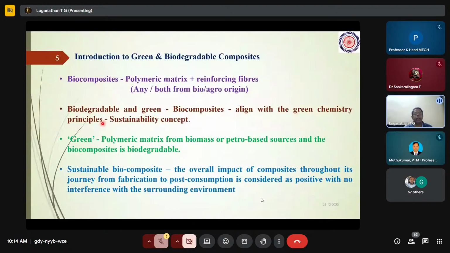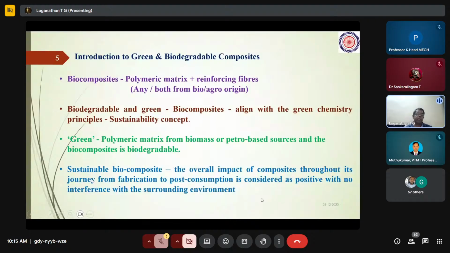When it comes under the category of biodegradable, it is going to support the sustainability concept, that it never disturbs the environment or the society. In such a case, we should have a very clear classification with respect to biocomposite and biodegradable. And the concept of green is quite common now. Green is a polymeric matrix from biomass or petro-based resources, and that biocomposite is biodegradable. When it is called green, it is going to be completely nature-based, so it is going to support nature.